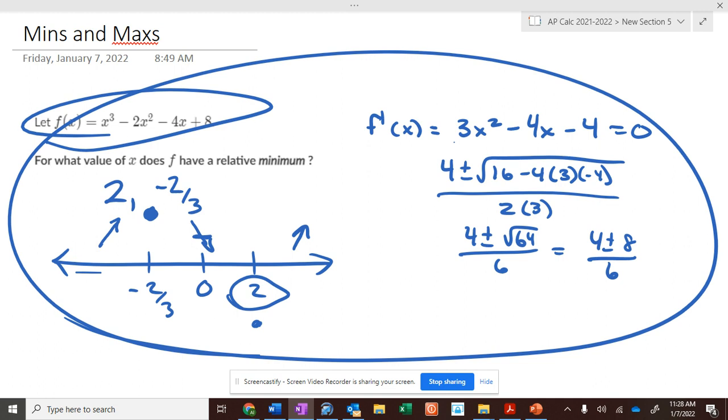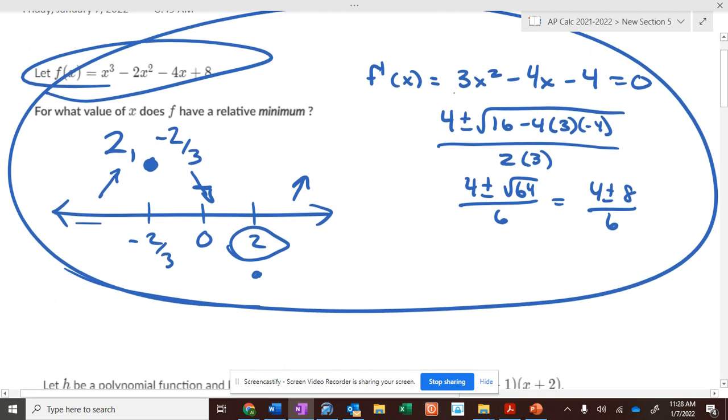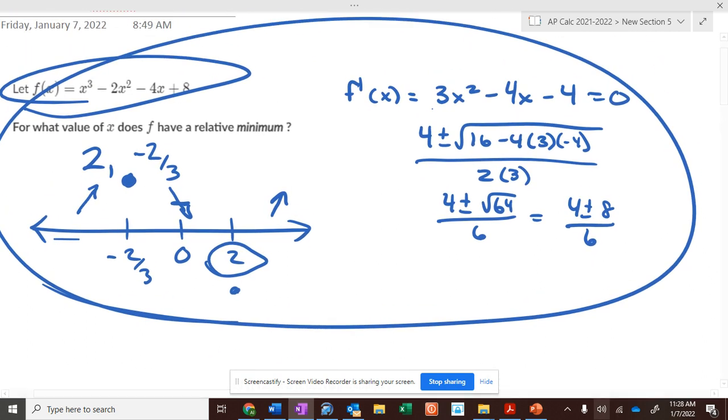Hold on, does that mean I have to do negative 4 times 3 times negative 4 in my head? Yes. Or you could factor it. I mean, this factors into 3x plus 2 times x minus 2, and you can find it that way too, if you're good at factoring.